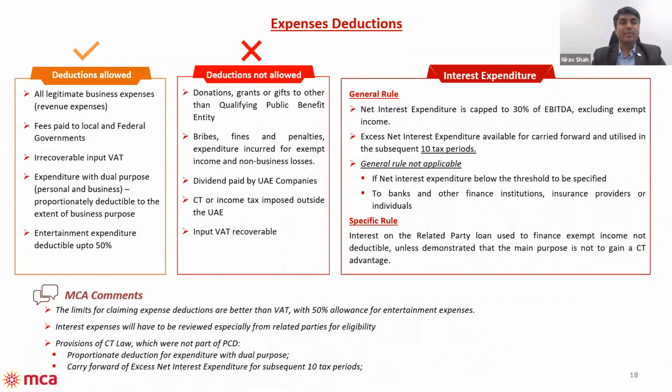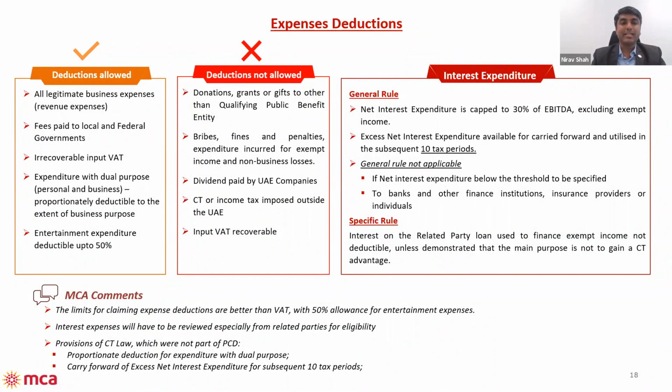So effectively, the time limit for claiming expenses is better for VAT. At least we are getting 50% expenditure for entertainment. For interest expense, whatever is incurred, we'll have to see whether we are fulfilling the condition or whether there is any excess expenditure which we need to disallow.